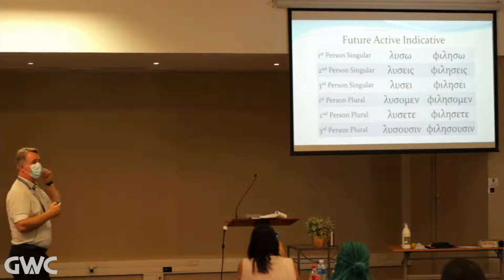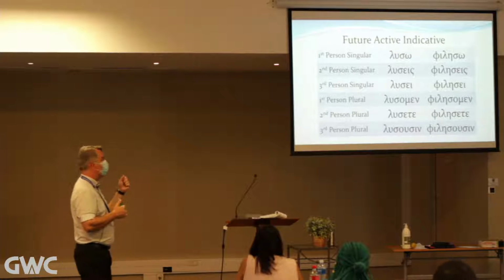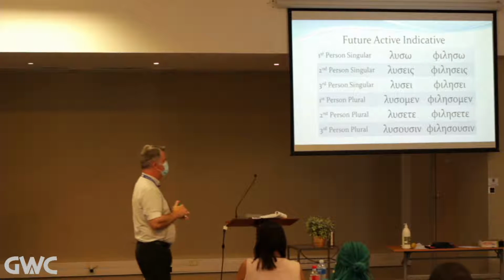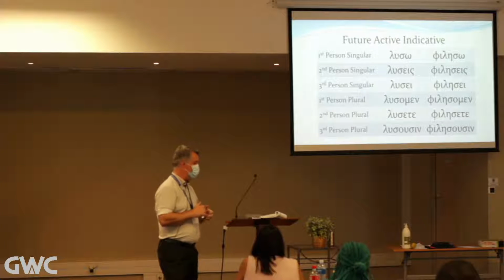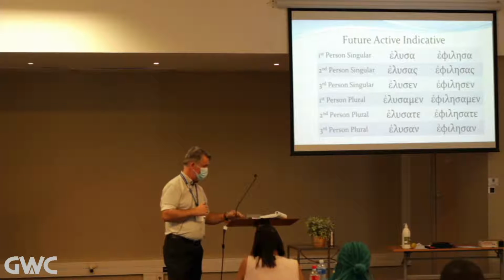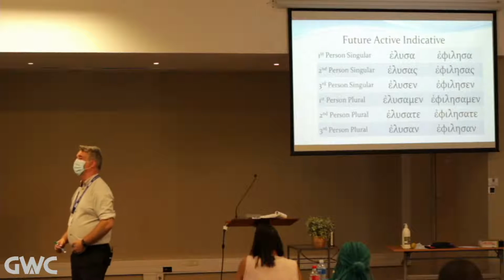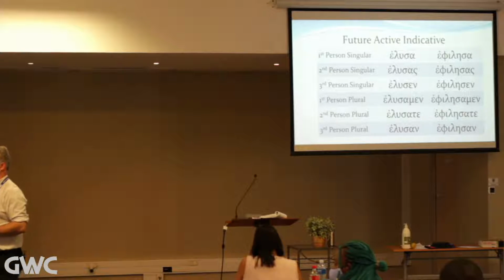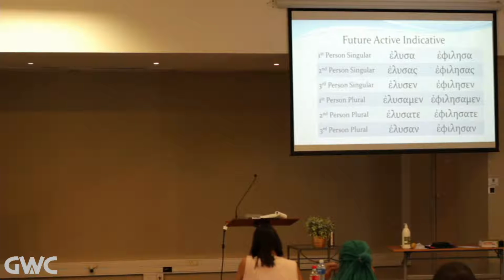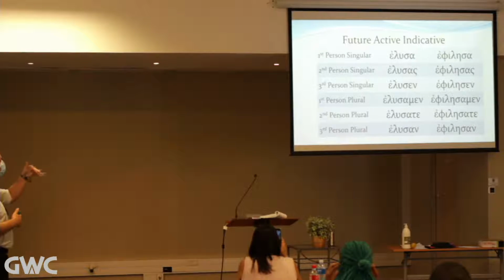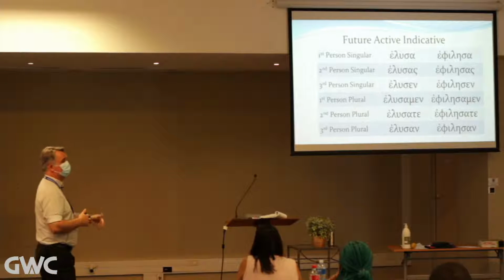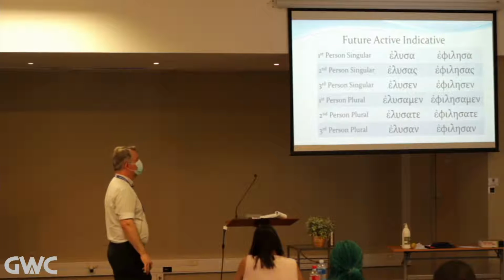But what it's going to do is lengthen that eta of phileo. Yeah? It's going to lengthen that eta of phileo. And it's going to lengthen the eta exactly the same as it would for the aorist as well, right? So it's going to be ephilesa, because this rule, sigma plus up against that epsilon, lengthens that epsilon. So it's ephilesa, ephilesas, ephilesen.